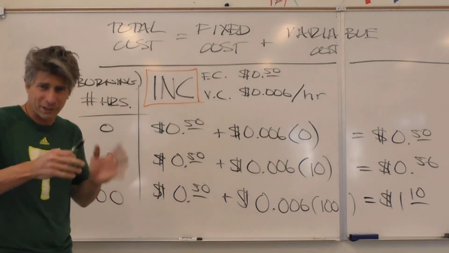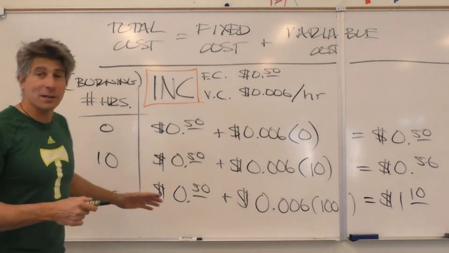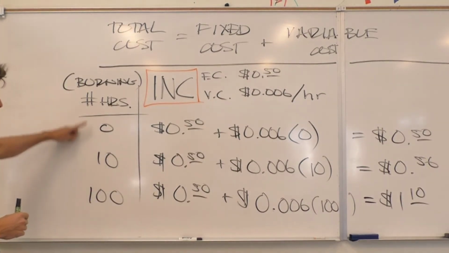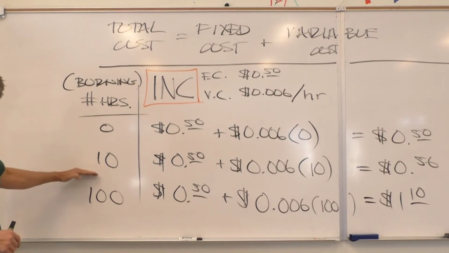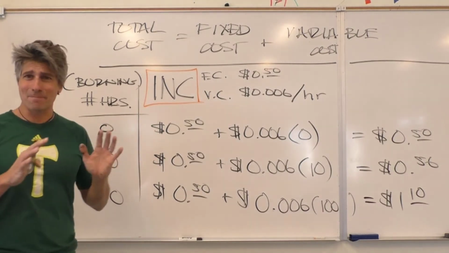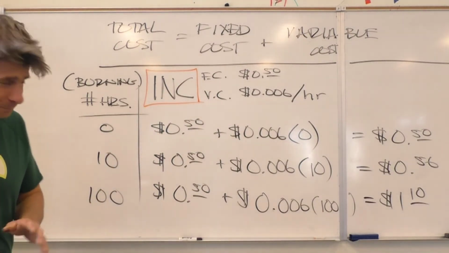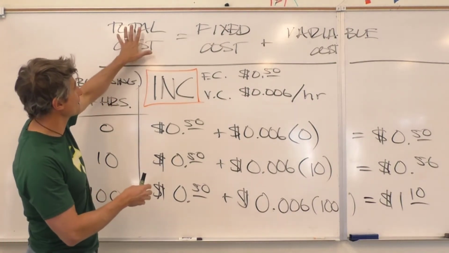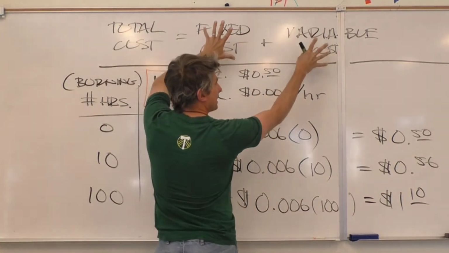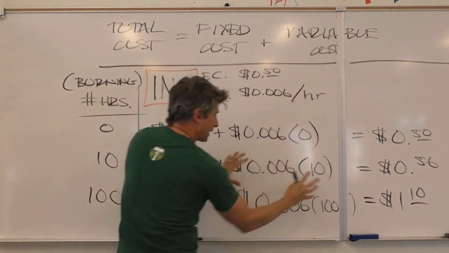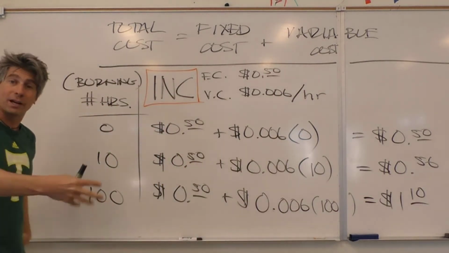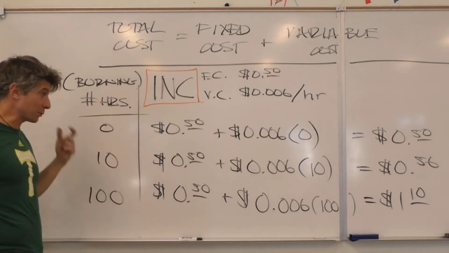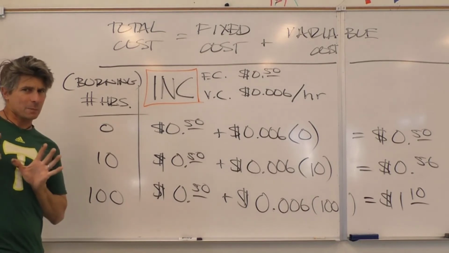$1.10 total. Hopefully you're seeing the pattern. And you can put any number you want in for the number of hours. You could put 1, 2, 3, 4, 10, 20, 30, 40. It doesn't matter at all, because the total cost is dependent on these two things. And if you have the values for those two things, you can run them exactly like this. Is that making sense so far?